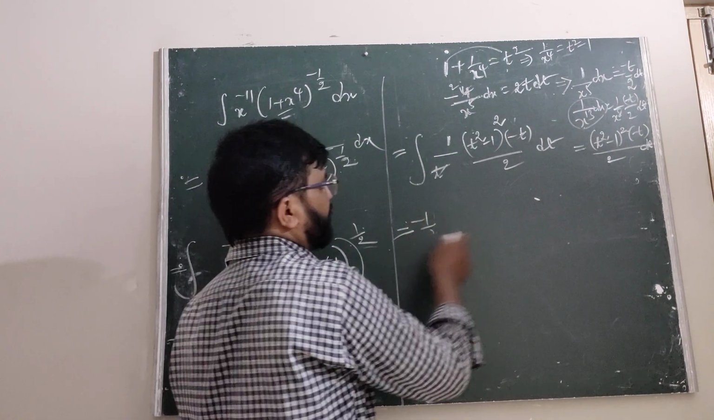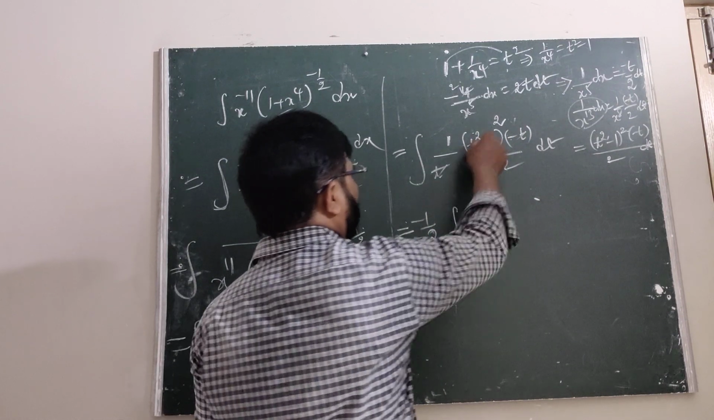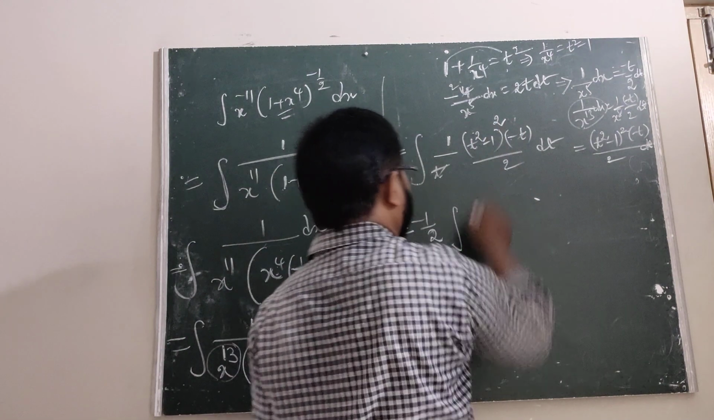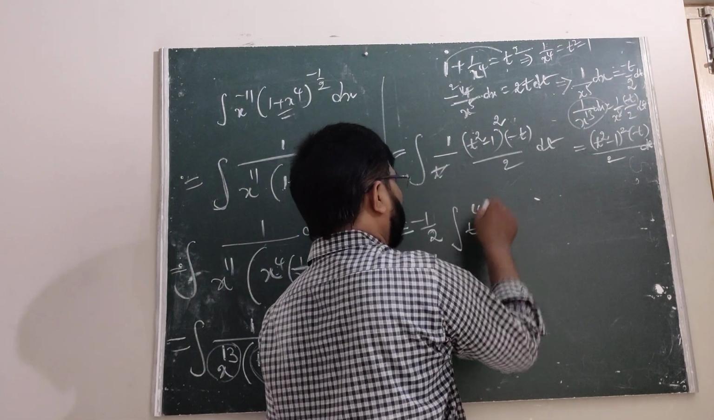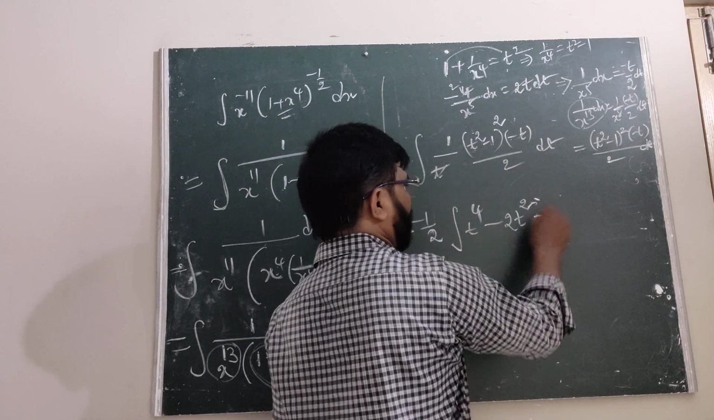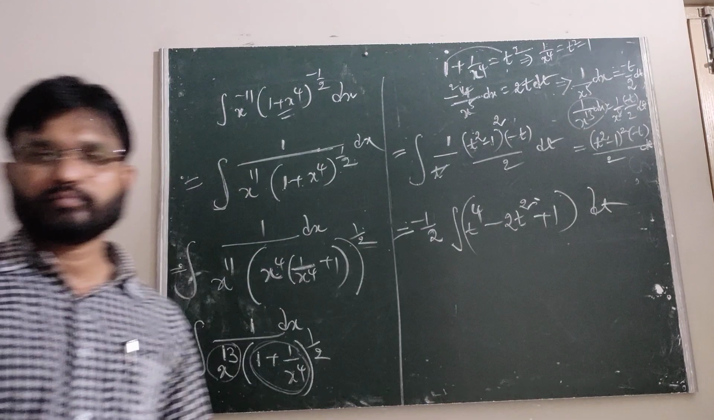What is the constant here? 2 is there. This is minus, minus of 1 by 2. Now we can expand this one. t square minus 1 whole square is t power 4 minus 2t square plus 1, into dt. Is it clear? Okay.